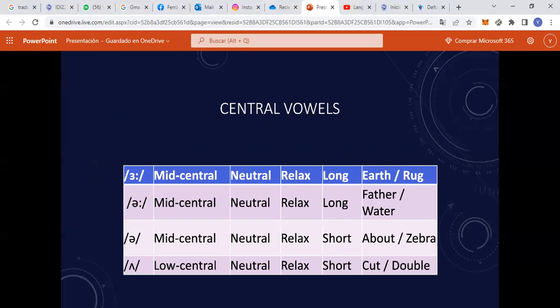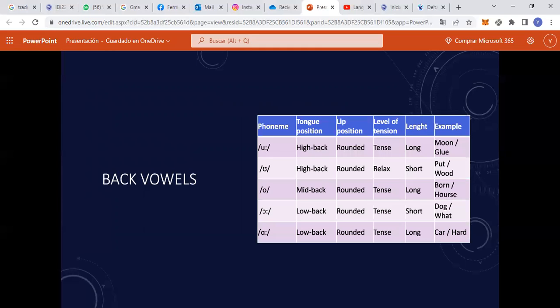We have the central vowels. Let's read some examples here. We have father, water, the schwa, some example about, zebra, sound, cut, double. We have the back vowels here. Let's read some examples. We have moon, glue, pot, wood, born, horse, dog, what, car, hard.